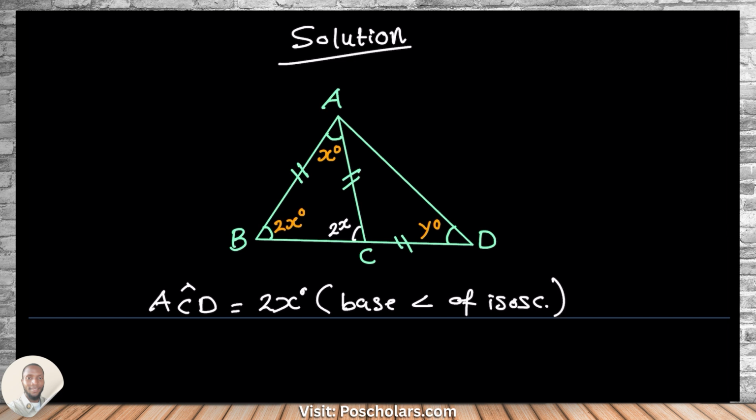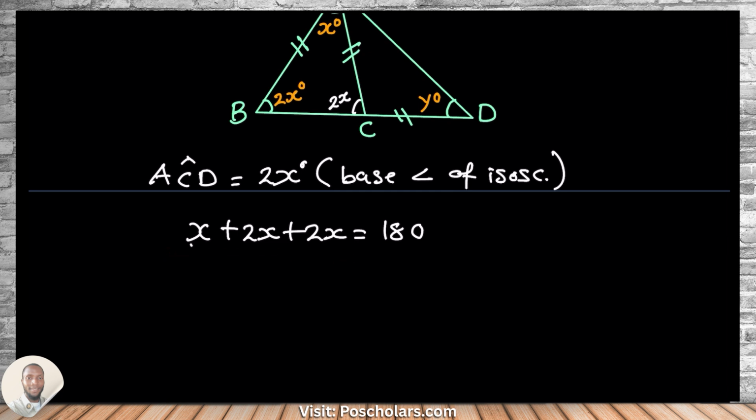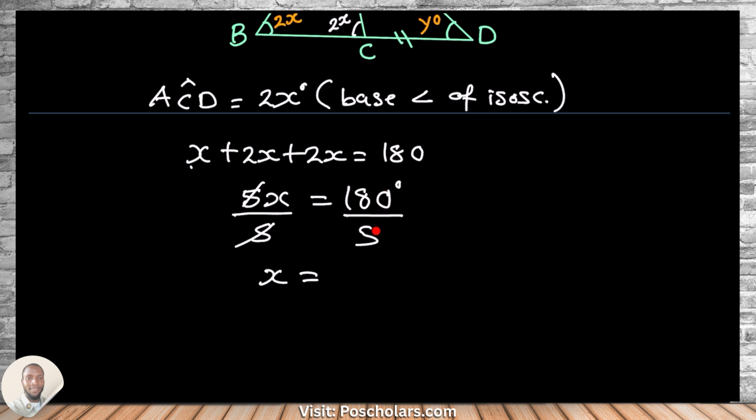Next, I can sum these angles and equate it to 180, the reason being that the sum of angles in a triangle is 180. So I could say x plus 2x plus 2x equals 180 degrees. Summing up the left hand side, x plus 2x equals 3x, 3x plus 2x equals 5x. So the left hand side is 5x and the right hand side is 180 degrees. Next, we divide both sides by 5. 5 cancels 5, so we have x equals 180 divided by 5, which gives 36 degrees. So x is equal to 36 degrees.